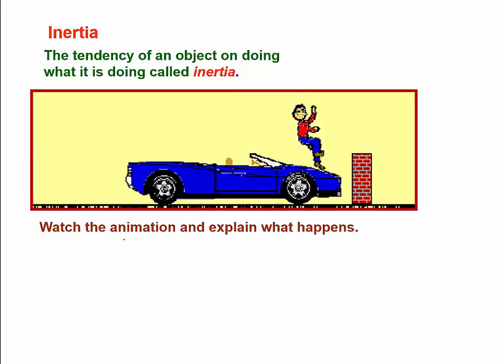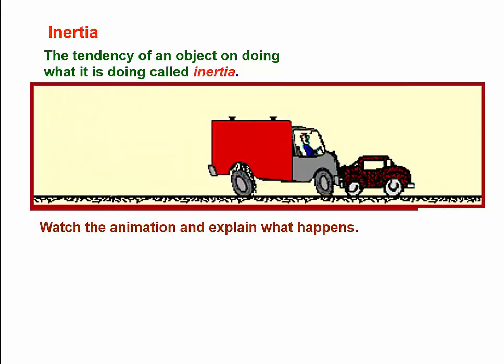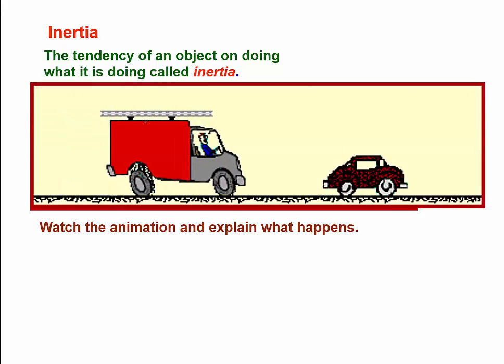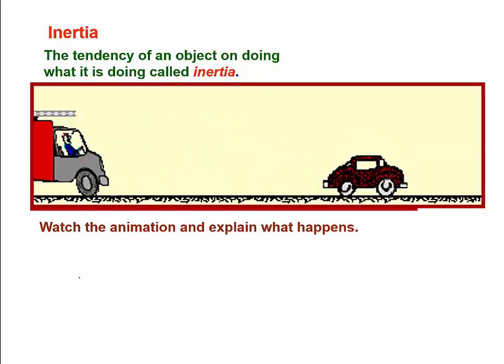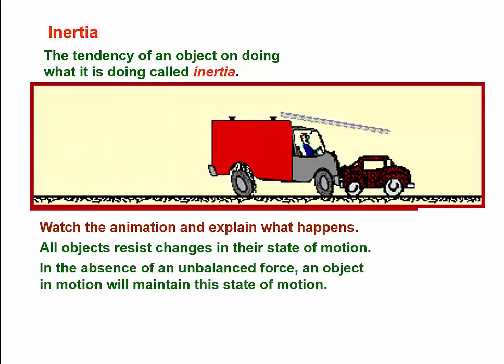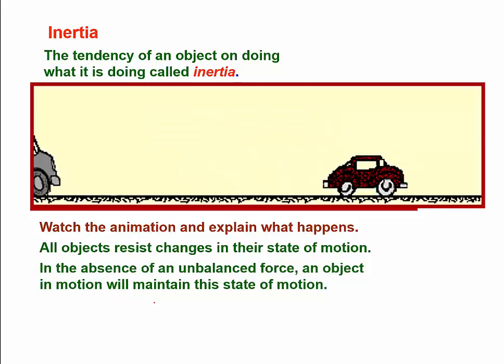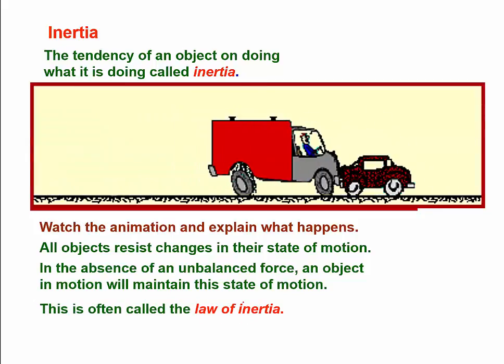All right, watch this animation. Watch this now. Whoa, boy. That's inertia. He's in motion and he wants to keep on being in motion. How about this? The ladder is in a state of motion and it wants to keep on being in motion. So all these illustrate Newton's first law of motion. In the absence of an unbalanced force, an object in motion will maintain the state of motion. And this is very often called the law of inertia.